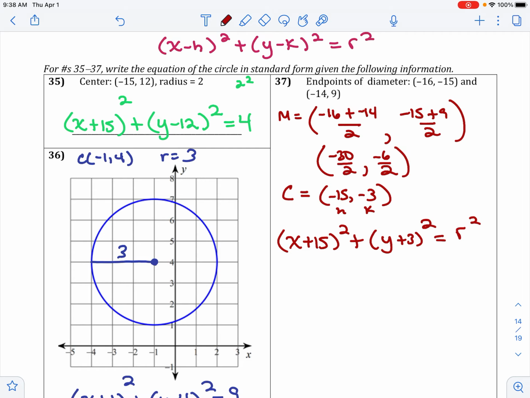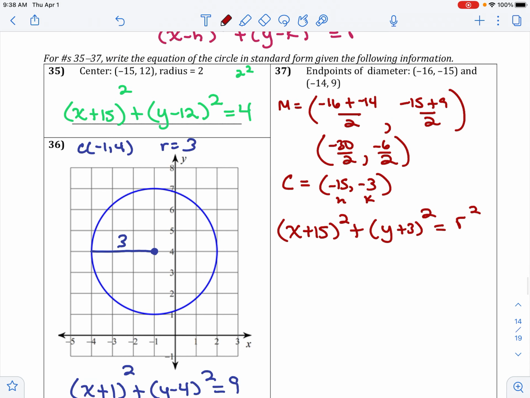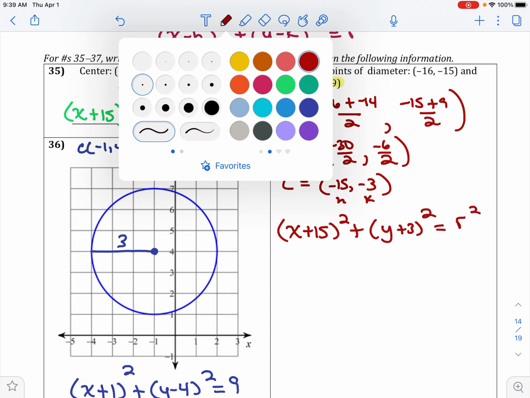So we still don't have our r, but there's a pretty easy way to get that r. Since you are working with 2 points on the circle, you could actually pick either one to plug in. So maybe I'll pick this one here. We'll say, okay, let's plug that in for x and y. Okay, and then we'll be able to solve for our r.